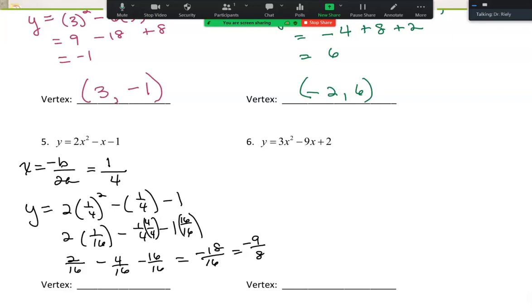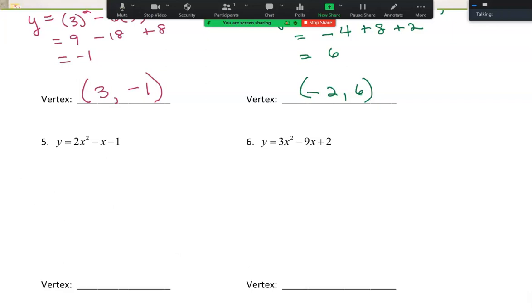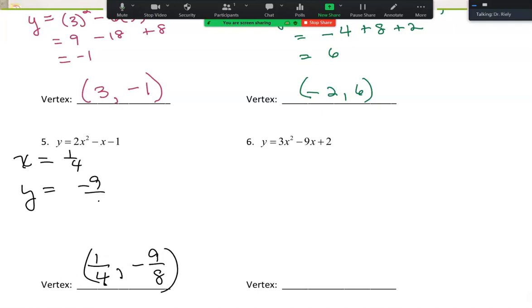Okay, so what's our vertex? Since you saw the work already, let me just write down what I have. 1/4, comma, negative 9/8. So my x was 1/4, and my y ended up being negative 9/8. So just rewind if you need to see how that happened.